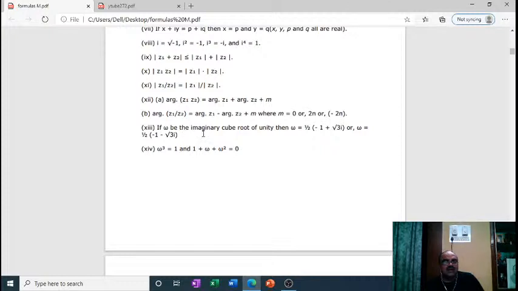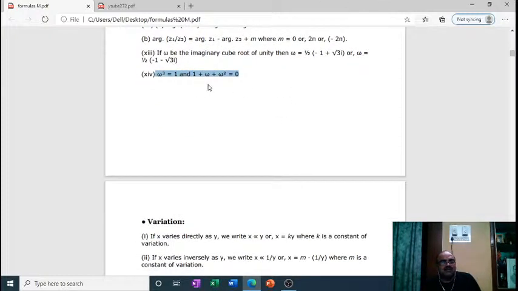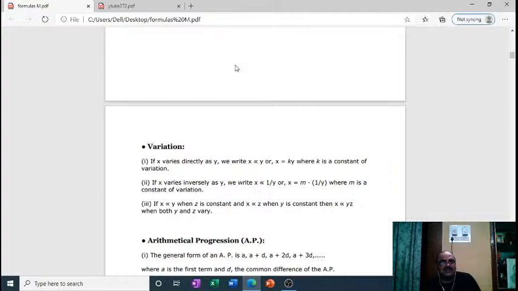These things are okay, so I'll take one last one. There are two major roots of the equation when I say complex number. One is omega cube equal to 1, and 1 plus omega plus omega square is always equal to 0. We have used this in quadratic equations as well as in complex numbers, this relationship. Omega cube equal to 1 and 1 plus omega plus omega square is equal to 0.